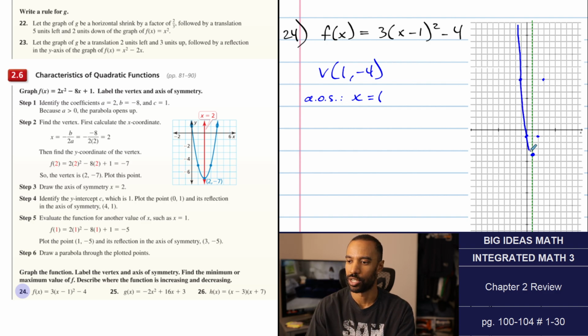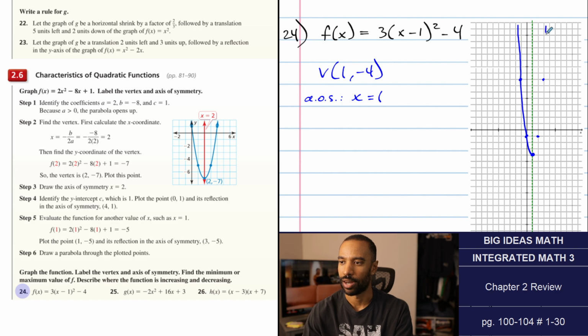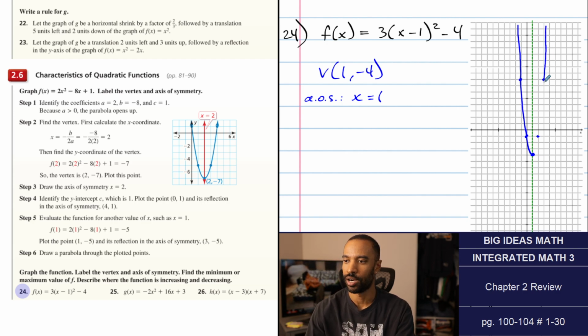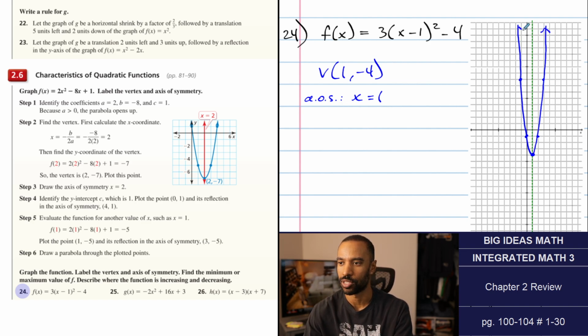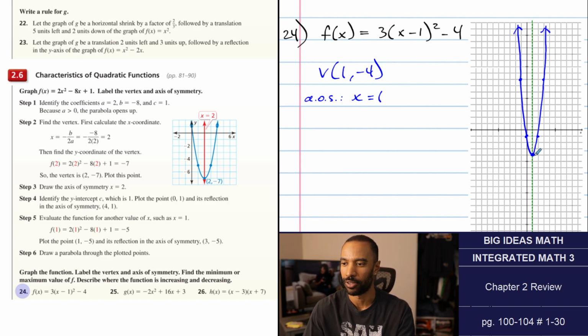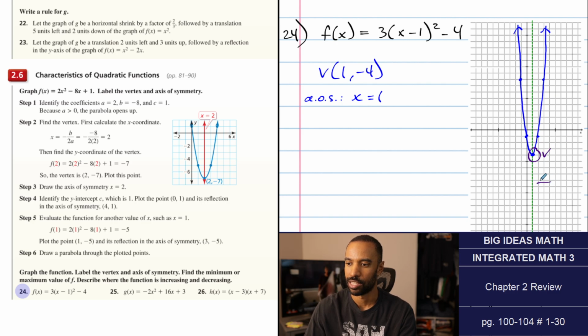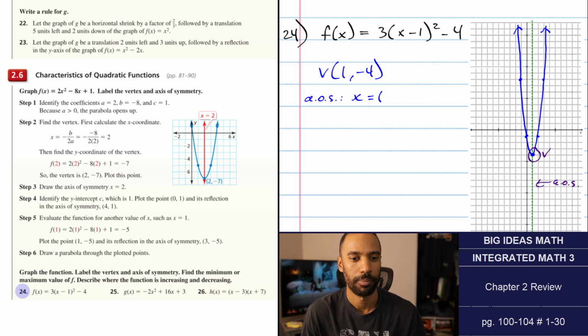They said graph the function. I'm doing it. I've already called out what the vertex and axis of symmetry are. It looks like they did labels with the actual numbers. What I've been doing in the problem set is I've just been calling them what they are, like this is your vertex, this is your axis of symmetry, and I hope that's okay. Now the graph will help tell us some other things.